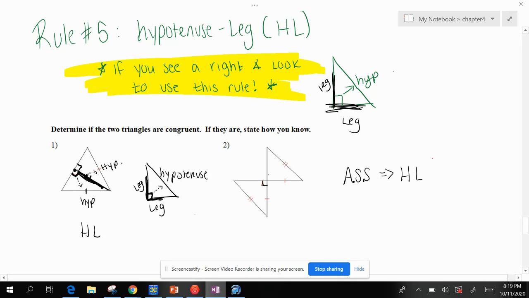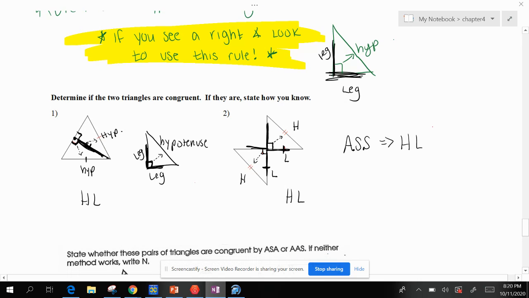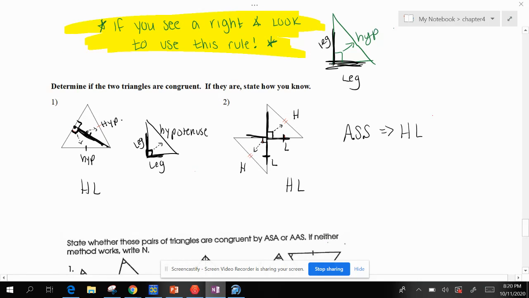Number 2, again, we have vertical angles, so this one is also 90 degrees. The two sides coming off of the right angle, I notice one of them is marked, so that's a leg so far. Across from the box is my hypotenuse, and that is also marked. So this is considered an HL. All right, so let's practice some of these.